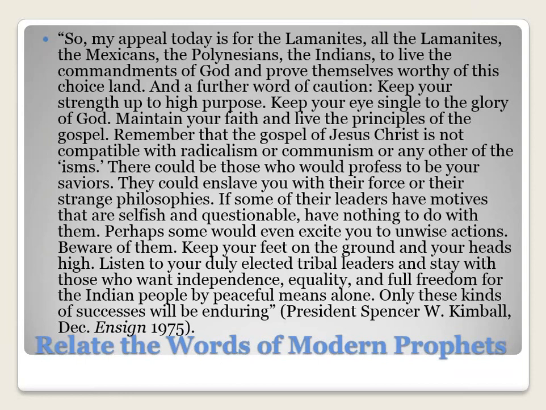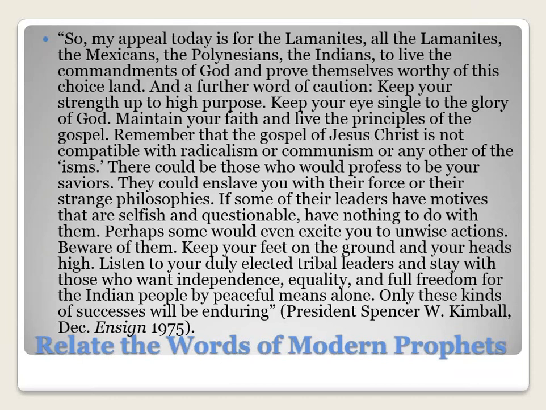Listen to your duly elected tribal leaders. Stay with those who want independence, equality, and full freedom for the Indians by peaceful means alone. Only these kinds of successes will be enduring. And that is from a prophet of God. What an interesting thing to think about.